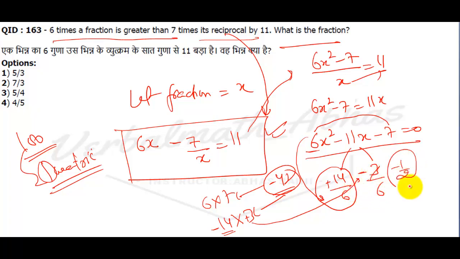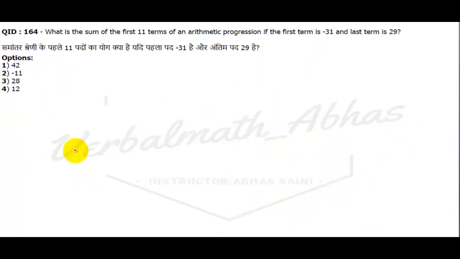Minus 1 by 2, but there is no minus 1 by 2 in the options. But if I write 14 by 6 in simple form, you can see 7 by 3. Yes, 7 by 3 is in the options. So B is your answer. So you can analyze that SSC asks simple basic maths in the 6th August shift, and you can verify it from these questions.